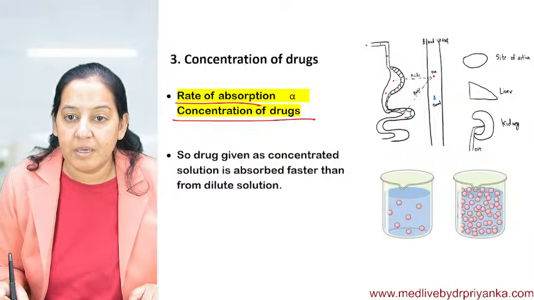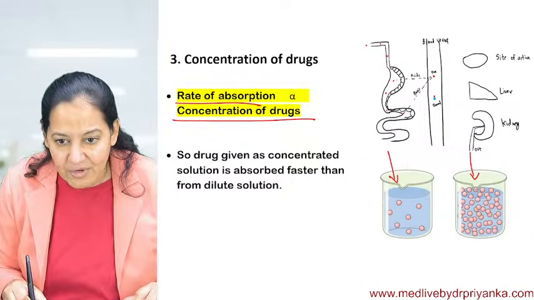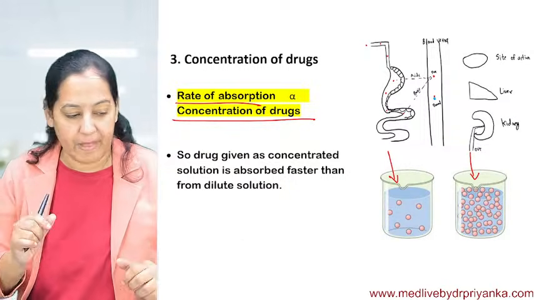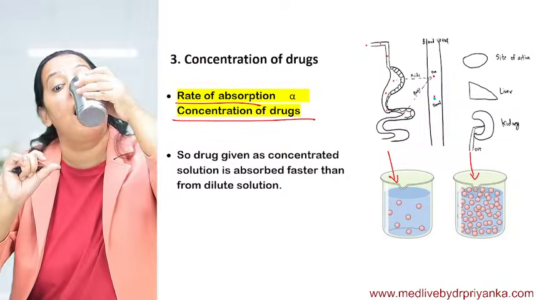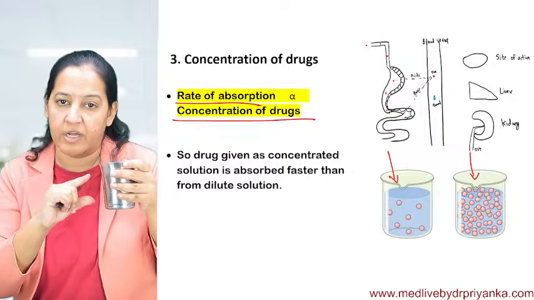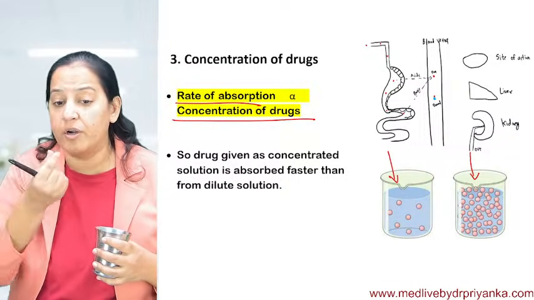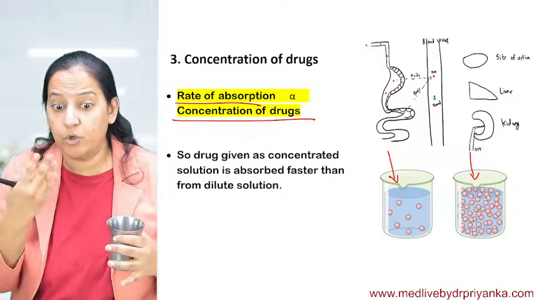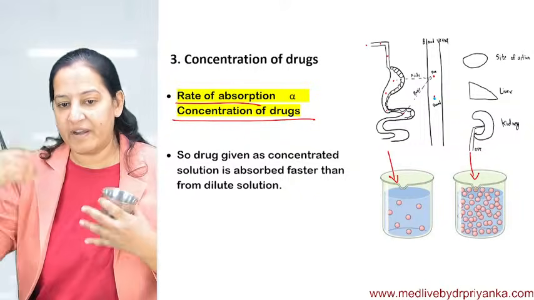If the drug is more concentrated, it will be rapidly absorbed. If the drug is less concentrated, it will be slowly absorbed. Obviously, common sense. So if I'm taking a tablet, how many sips of water should I take? One, two, three glasses, or three, four, five sips or half a glass? Which will have faster absorption? If I'm having high grade fever, I take paracetamol 500 mg and I want quick action. It will show quick action only if it gets quickly absorbed and reaches my blood.